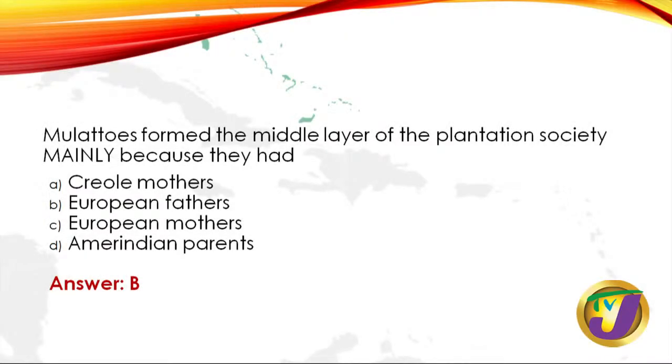One or two more questions. Mulattoes formed the middle layer of the plantation society. Remember, we looked at mulattoes just now. Mainly because they had A, Creole mothers, B, European fathers, C, European mothers, or D, Amerindian parents. What would be the answer to this one? And notice the superlative here. It says mainly. It doesn't mean that it could not be otherwise, but based on what the question is asking, the answer to this would be European fathers. All right? We did have white women who did have relations with black men. But that is the answer to this question.